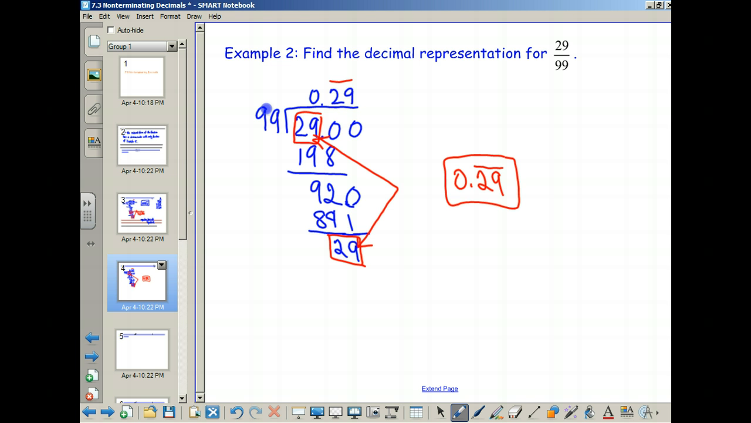So the next time we pick up in this lesson, we will learn how to go the other direction with our conversion.